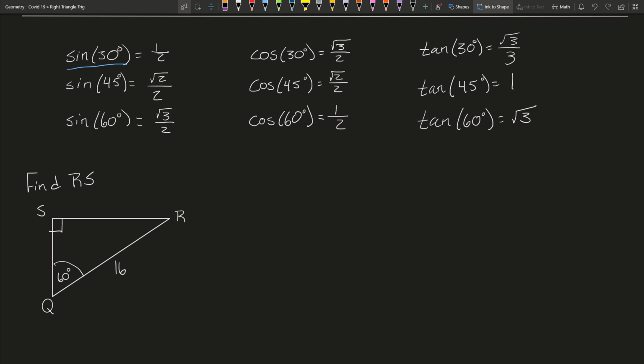All right, second example. Again, I'm taking these directly from the homework. Given this right triangle, we want to find RS. Given an angle of 60 and a side of 16. So the first thing we do, again, is define what terms we have and define what terms we need. All right, so we need RS, which is this side right here.